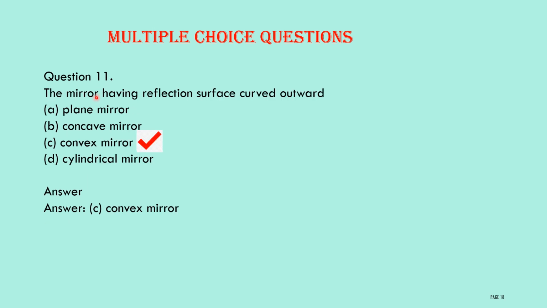Question number 11. The mirror having a reflecting surface curved outward, we will call it option A, plane mirror, option B, concave mirror, option C, convex mirror, option D, cylindrical mirror. The correct answer is convex mirror. In the case of a convex mirror, the reflecting surface will be curved outward.